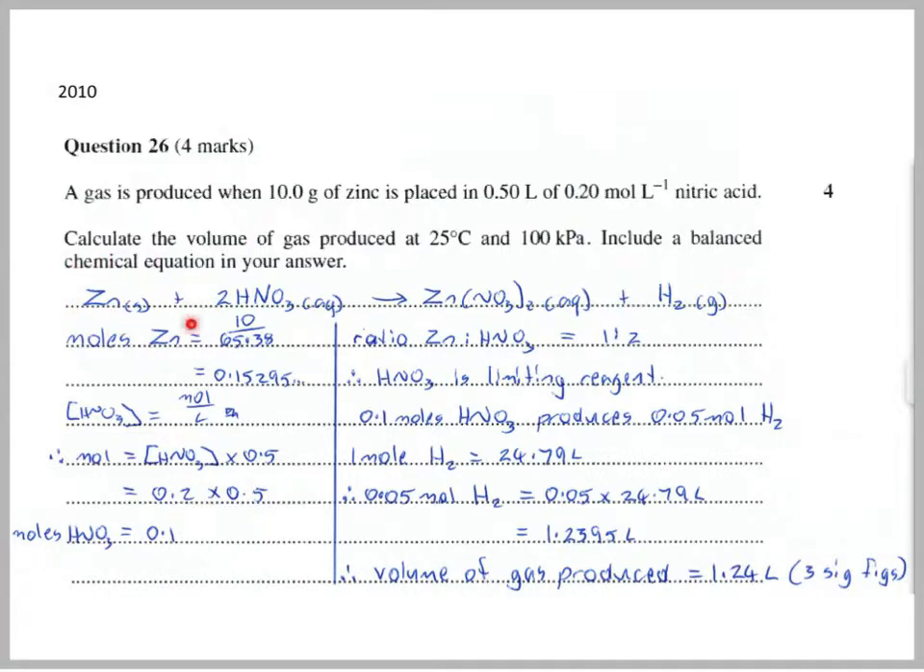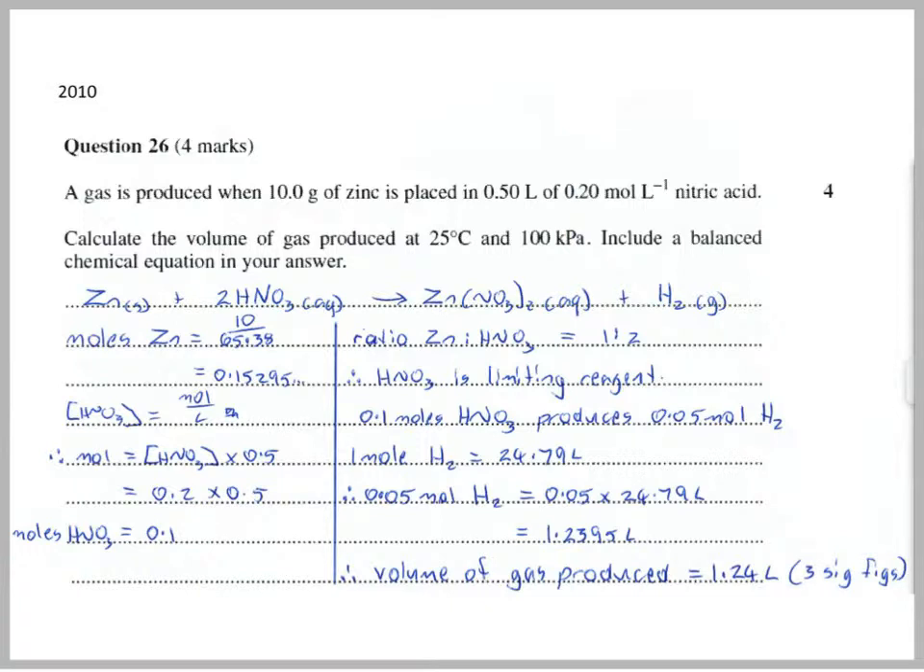Alright. Now, from the information they've given us, we've got 10.0 grams of zinc. So moles of zinc is 10 over the molar mass of zinc equals that many moles. We know the concentration of nitric acid equals moles over litres, therefore moles equals concentration times our litres. So we have 0.2, which is our concentration of nitric acid, and 0.5, which is our number of litres of nitric acid. So moles nitric acid equals 0.1.